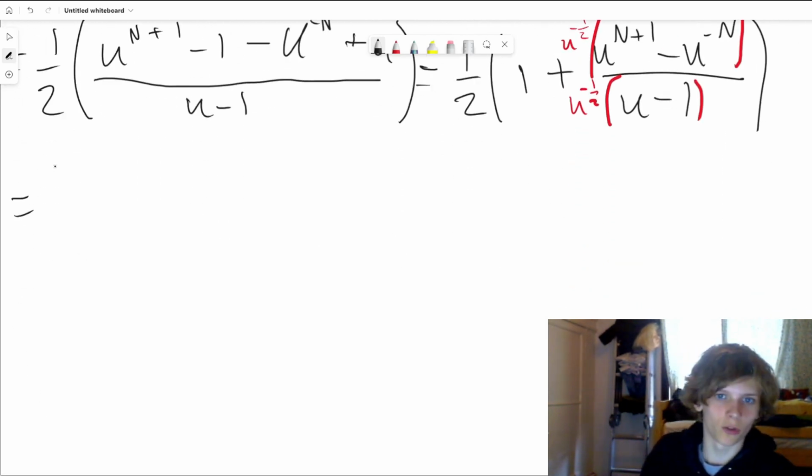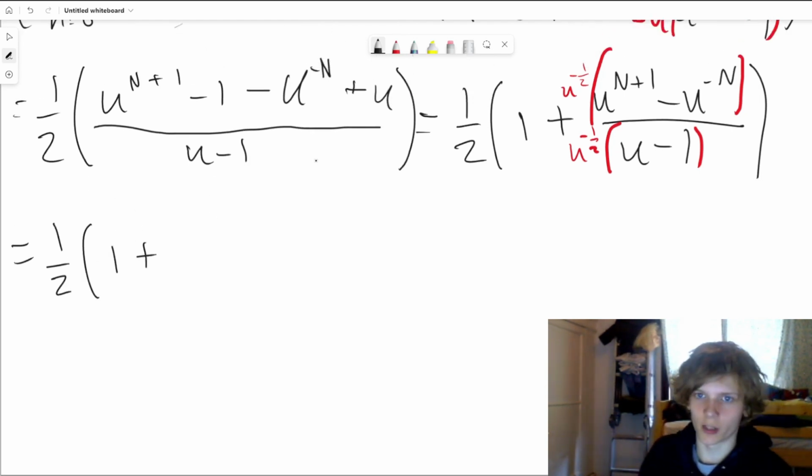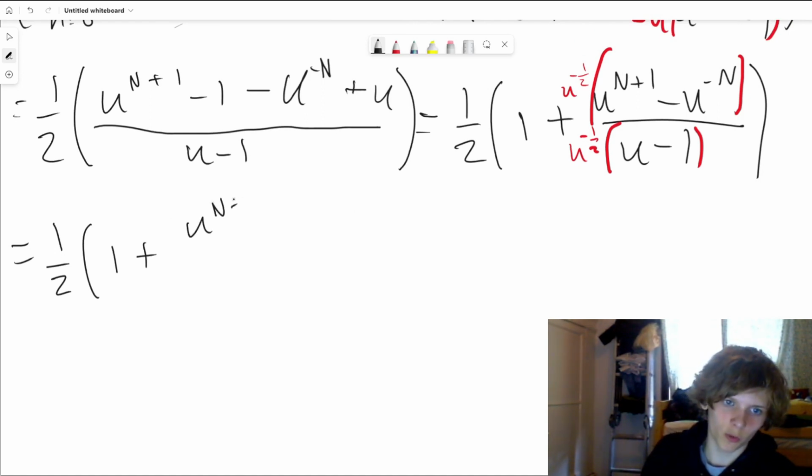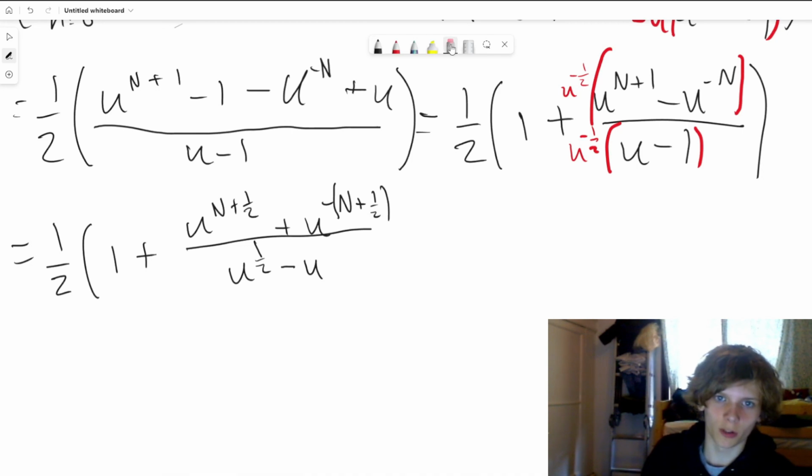So this is equal to 1/2, 1 plus, and then subtracting 1/2 from that, we have u to the n plus 1/2 plus u to the negative n plus 1/2 all over u to the 1/2 minus u to, oh sorry, this should have been a minus. Let me correct that. U to the negative 1/2.